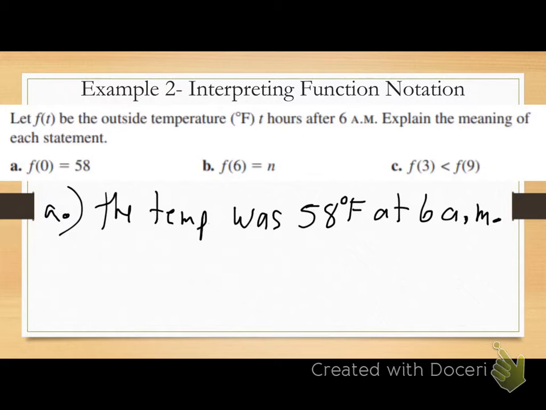Does that make sense for letter A? Because f of t represents the temperature outside, so f of 0 equals 58, that's the temperature outside. T represents the number of hours after 6 a.m., so 0 would be 0 hours after 6 a.m., so that's at 6 a.m. Questions on part A? Does that make sense? Yes. Okay, part B. Raise your hand if you can help me out on part B.